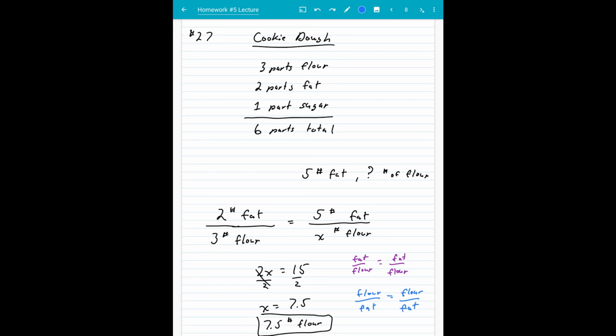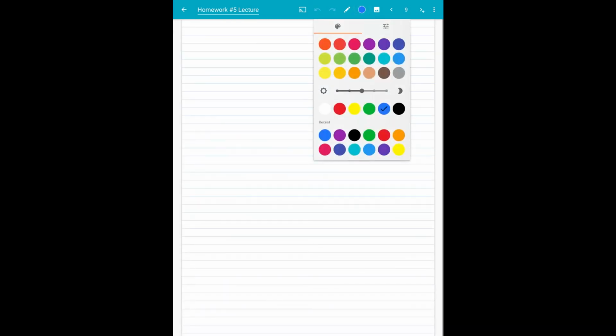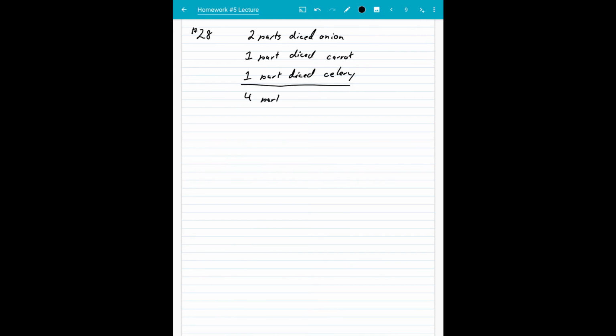So let's try another problem. Let's look at number 28. It says the weight ratio for Mirepoix is 2 parts diced onion. I'll just put the dice because it's good for the recipe. 1 part diced carrot. And then it says 1 part diced celery. Let's go ahead and look at that. We see that we have 4 parts total.